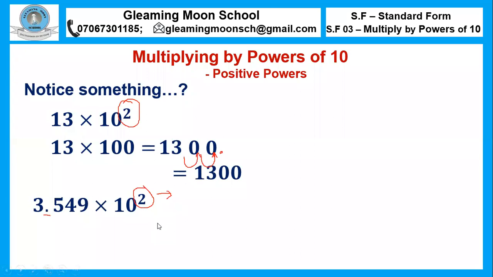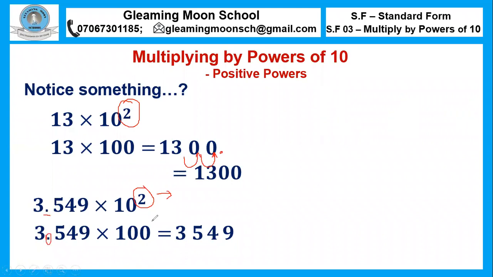So what we do is, first of all, remember that 10 raised to the power of 2 means 100. So we are doing 3.549 times 100. So we start by writing the number. Can you see the whole number we have there? That's all the digits, but this number has a decimal point. Can you see the decimal point? This is the decimal point, and it is located between 3 and 5.